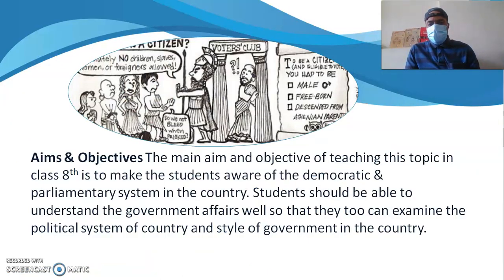Aims and objectives. The main aim and objective of teaching this topic in class 8 is to make the students aware of the democratic and parliamentary system in the country. Students should be able to understand government affairs well so that they too can examine the political system of the country and the style of government in the country.